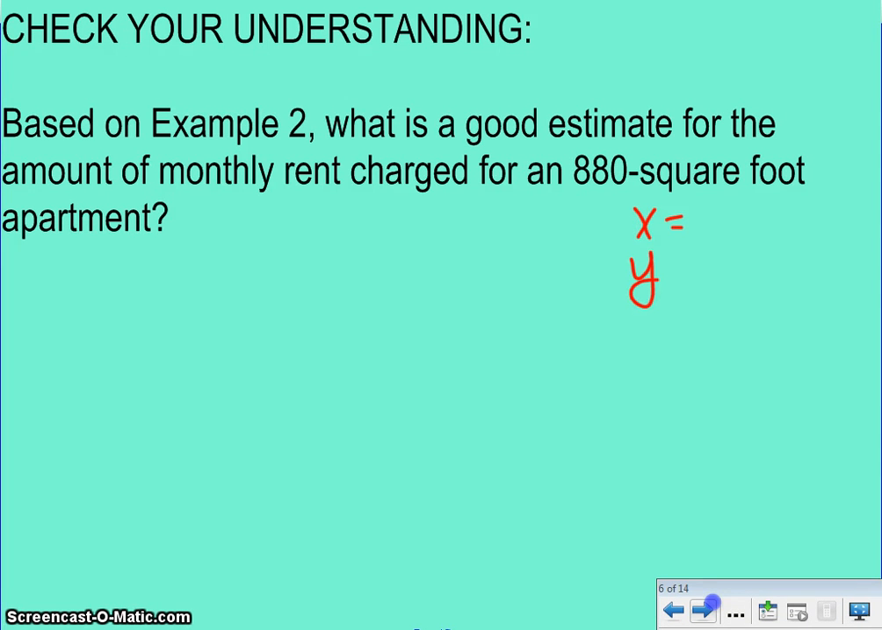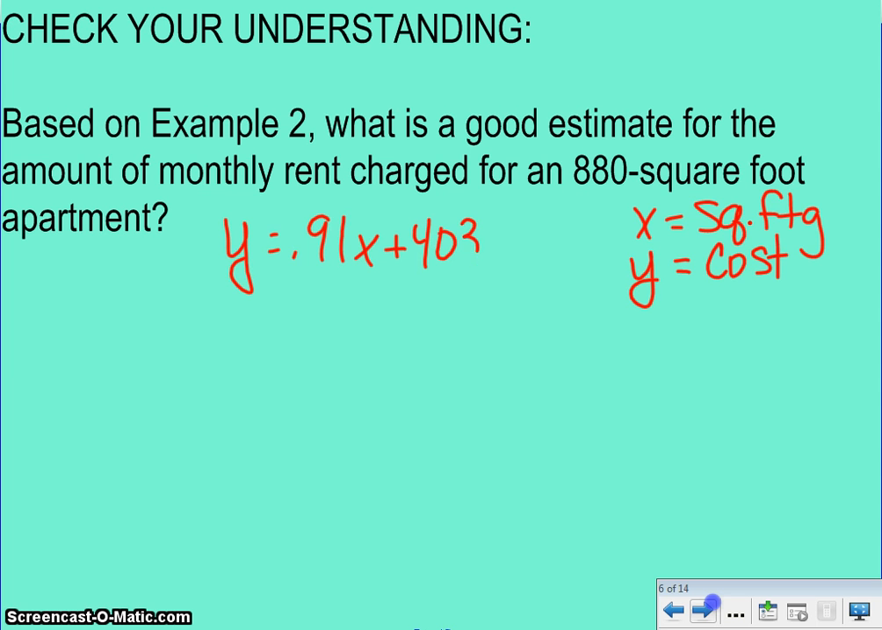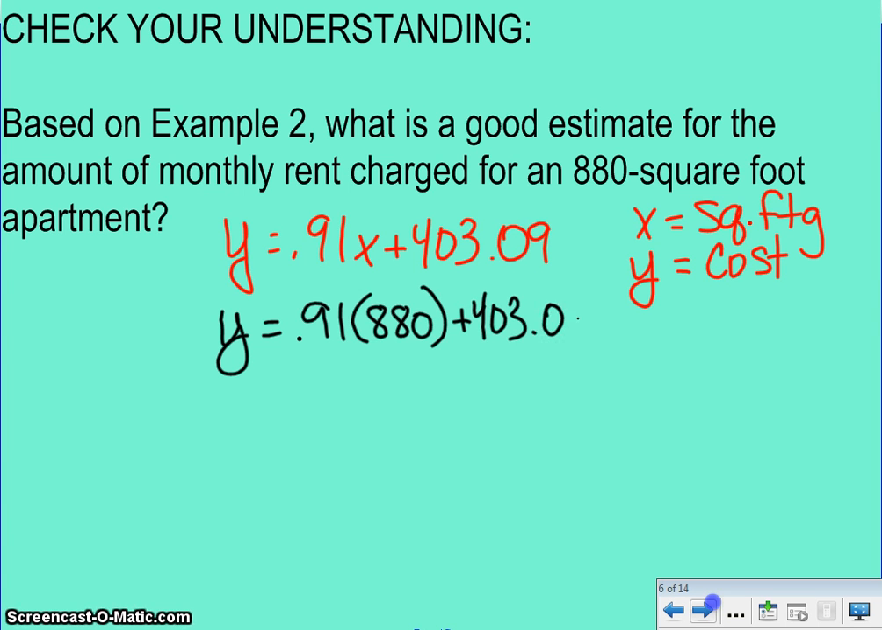So before we can go much further, we need to understand that Y is the cost of the apartment and X is the square footage. Remembering that our equation was Y equals 0.91x plus 403.09. Now we're going to go ahead and plug it in, and hopefully you were able to identify that you're plugging 880 in for X because it's the square footage. So 880 plus 403.09.